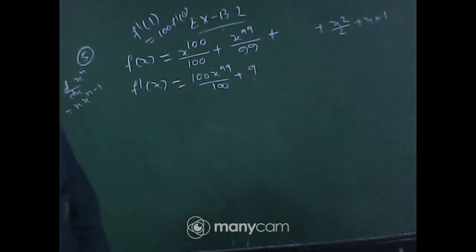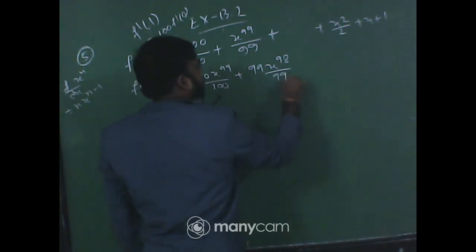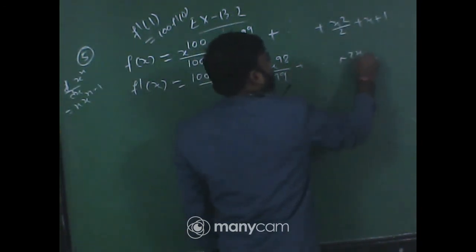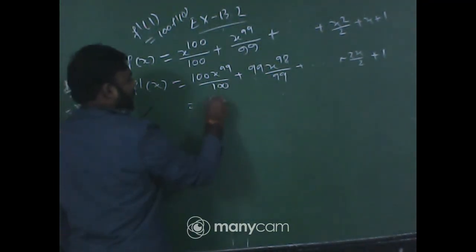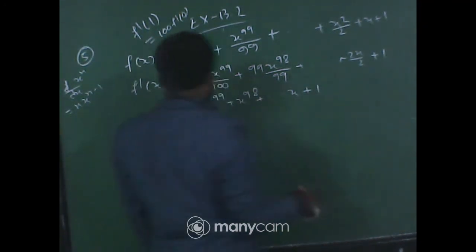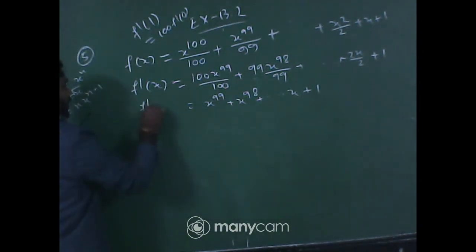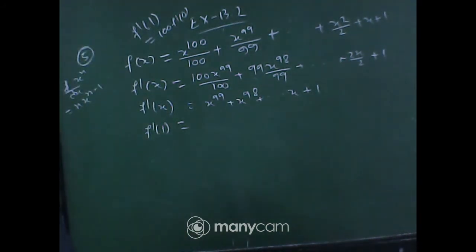Then 99 x to the power 98 by 99. Similarly, x square gives 2x by 2, plus 1. Okay, so it will change into x to the power 99 plus x to the power 98 plus dot dot dot plus x plus 1. So that is f dash x. Now what will be the value of f dash 1?